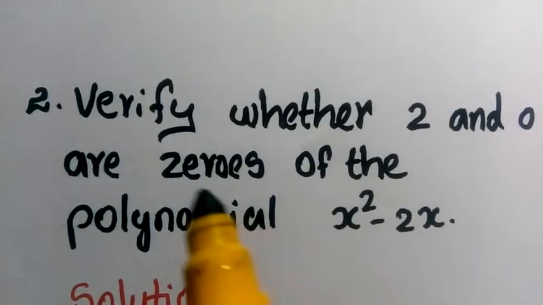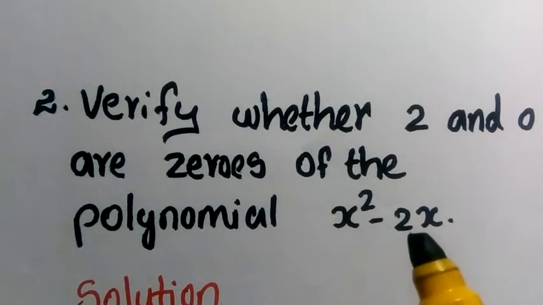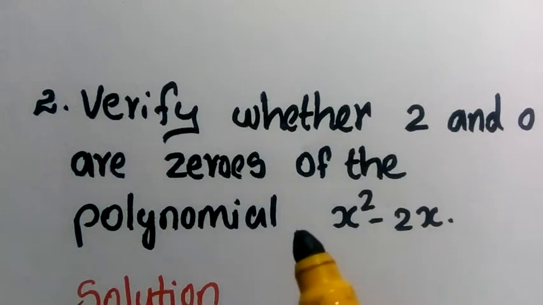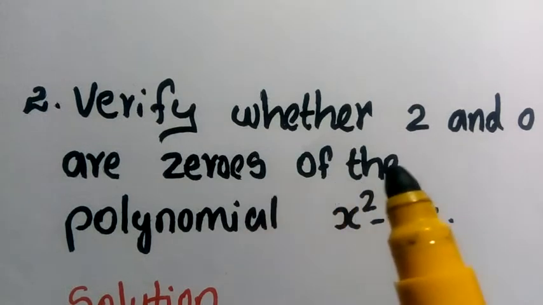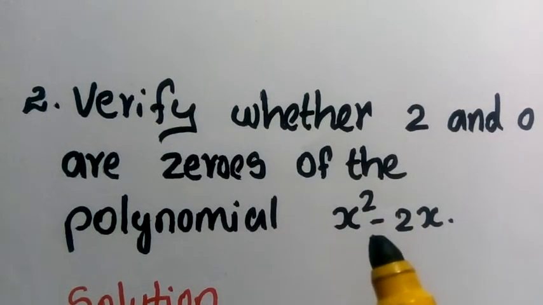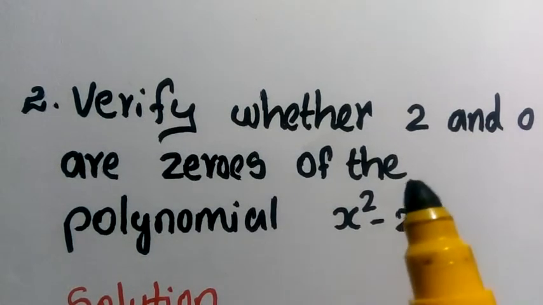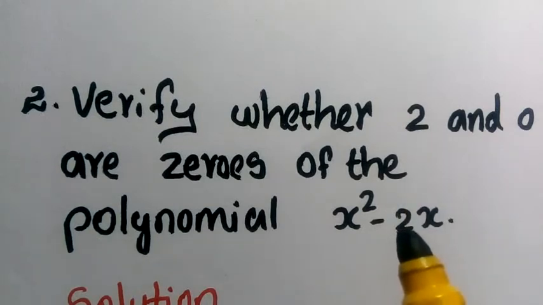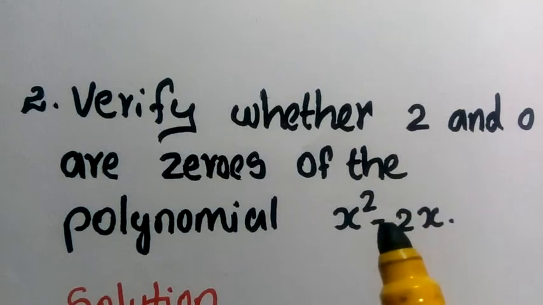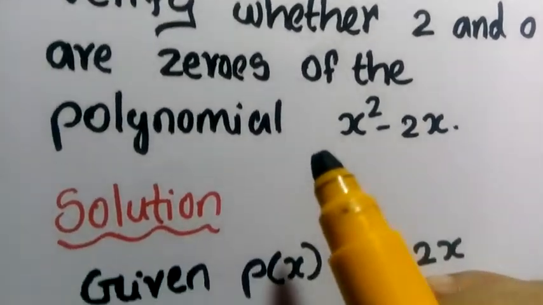Next question. Verify whether 2 and 0 are zeros of the polynomial x square minus 2x. So, in the question we have a polynomial x square minus 2x. We need to verify whether 2 and 0 are zeros of the given polynomial. We already discussed that while substituting the given values of the variable in the polynomial, if we get the value of the polynomial as 0, then we can say the given values of the variable are zeros of the polynomial. Okay, let us check the solution.